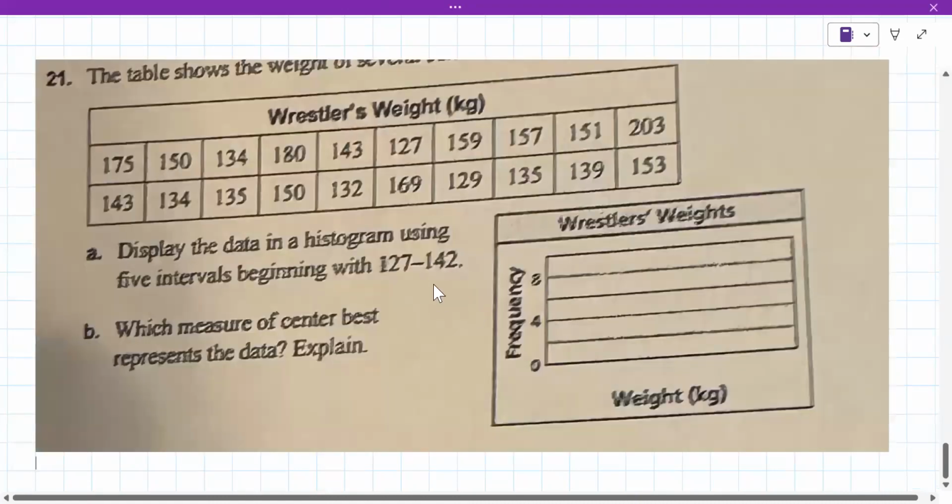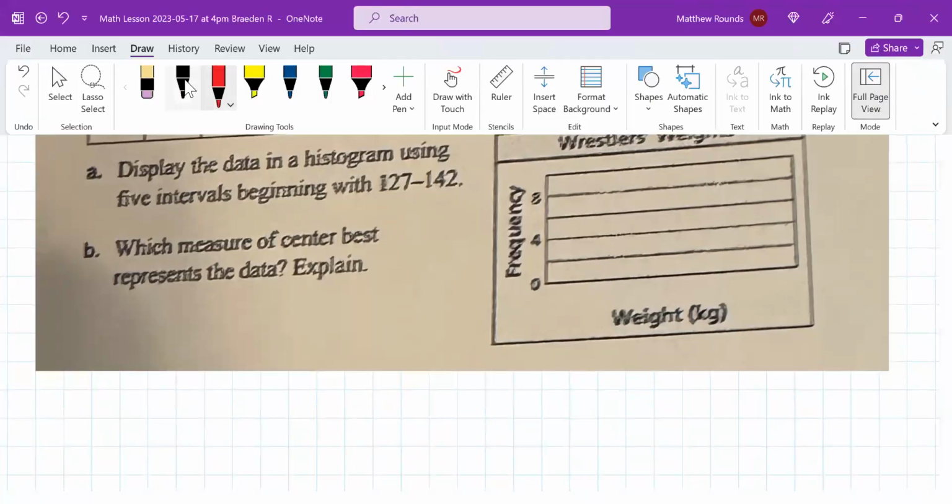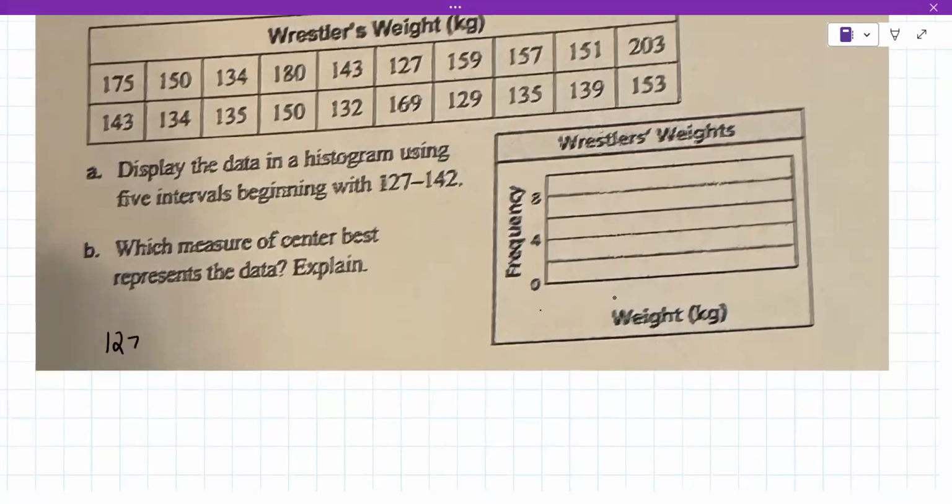All right, so to do a histogram, oh, they tell you how many intervals. That's good. I didn't realize that. They tell you 5 intervals beginning with 127 to 142. That's really important. So what I like to do here is you almost want to make a table before you do it. So 127 to 142, that's your bucket or your width. And then you add in a frequency count over here on the right.